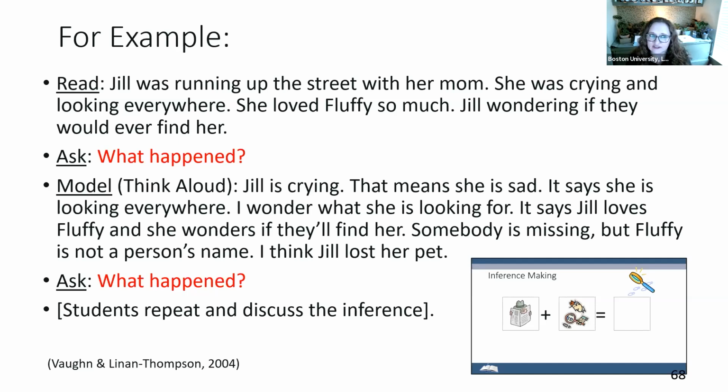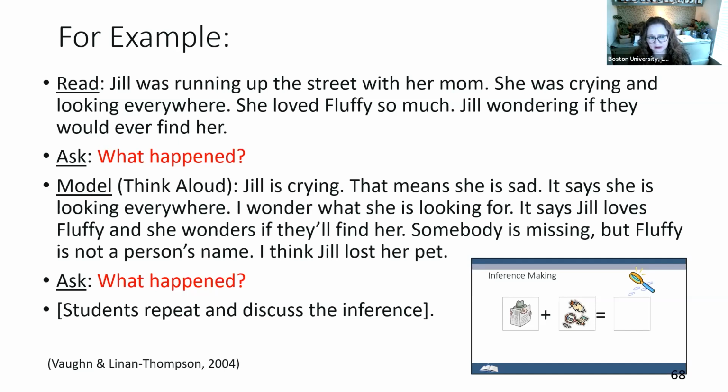Or I can take that chunk of text as a whole, read it. Jill was running up the street with her mom, so forth. She loved Fluffy so much, Jill was wondering if they would ever find her. And then ask what happened there. So take that excerpt of text, what happened, gets you to apply and think about your background knowledge.